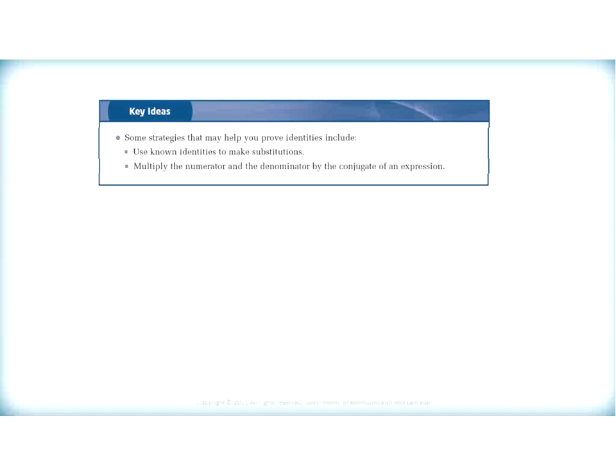So again, some strategies that may help you prove identities include, as usual, use known identities to make substitutions. We did that a number of times. And multiply the numerator and denominator by the conjugate of the expression, which is what the entire lesson was all about. And that ends this lesson.